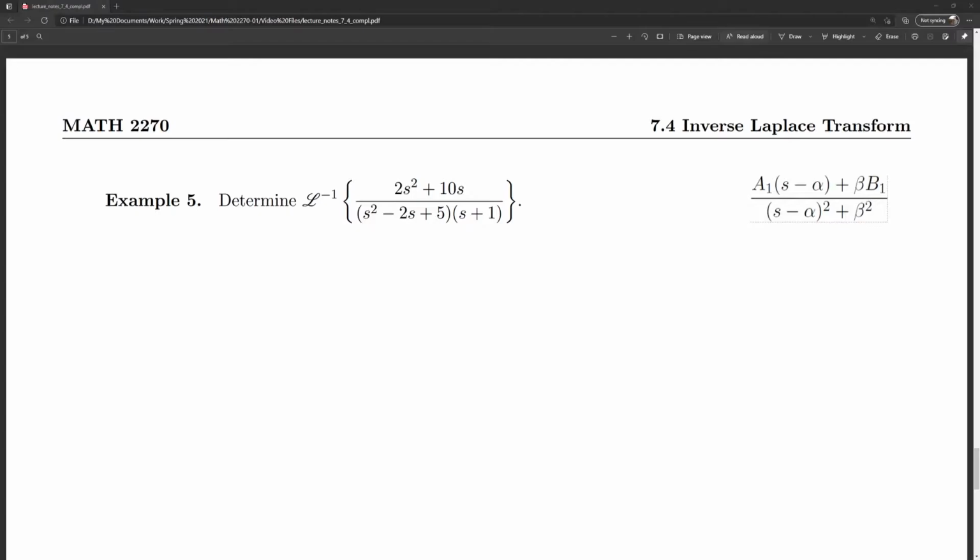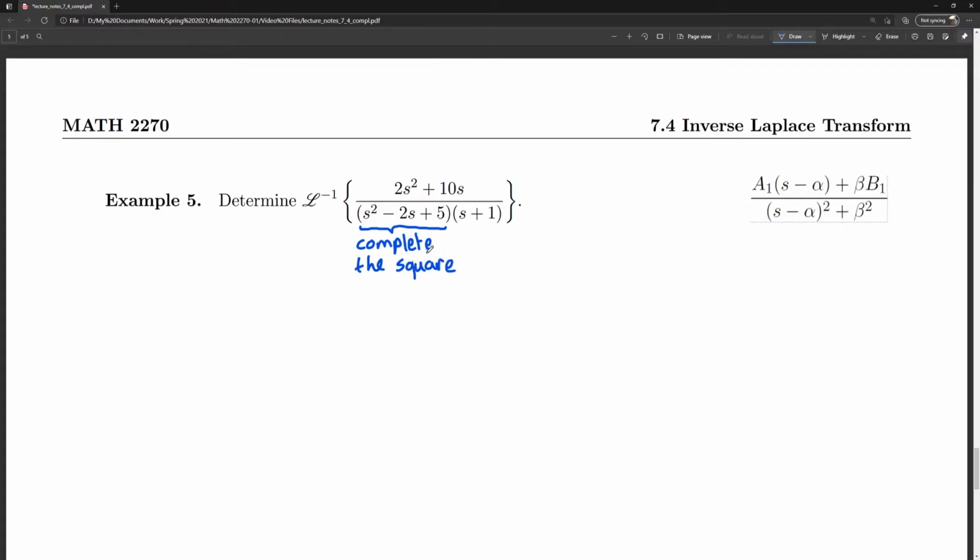So what we'll have to do for that first part is we'll need to complete the square. And then we're going to use that the general partial fraction decomposition looks like s minus alpha squared plus beta squared in the denominator. So that's what we want to make this look like. And then the numerator will be a constant times s minus alpha plus a constant times beta.